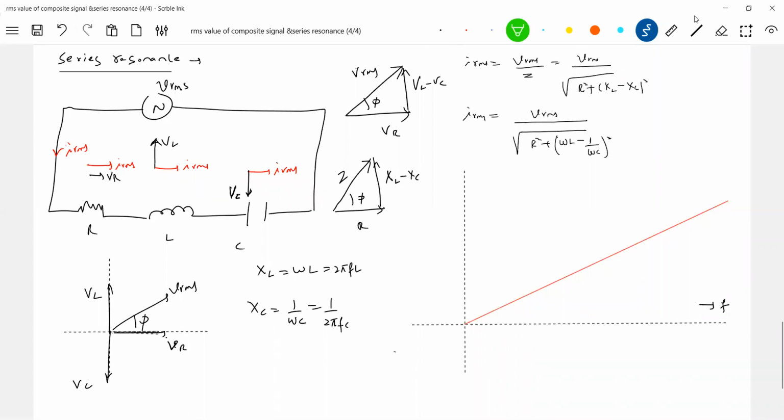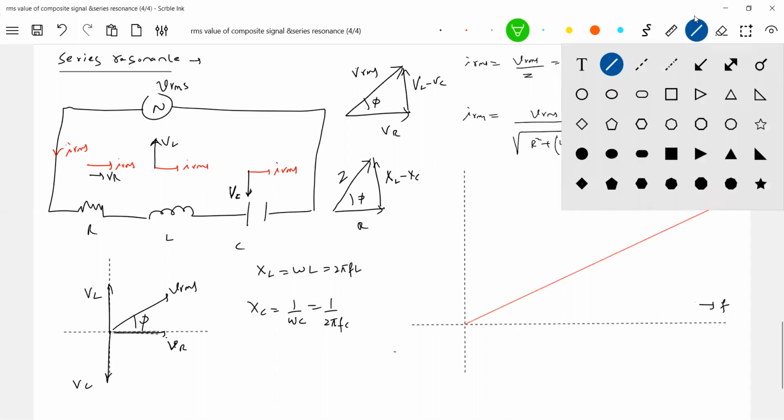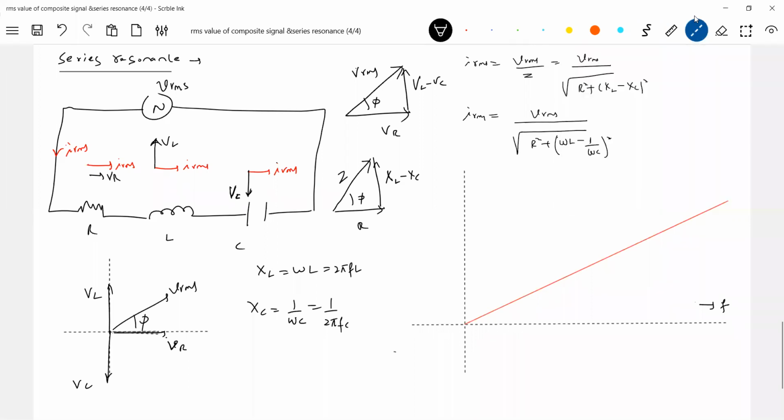So that is what all I'm plotting. There's one simple basic idea, please do remember this one. We'll start plotting the graph at f equal to 0. Look at this one, f equal to 0.